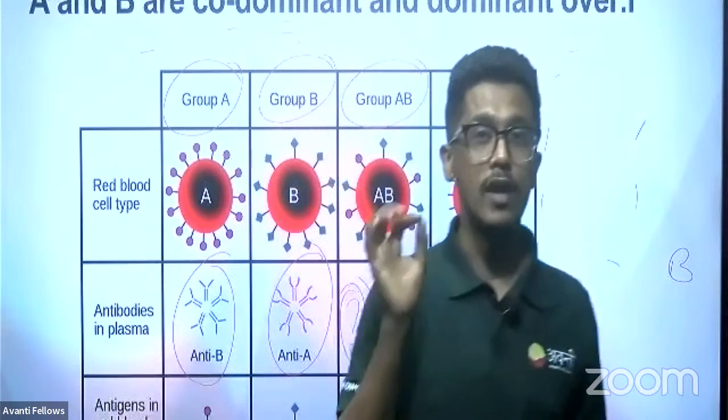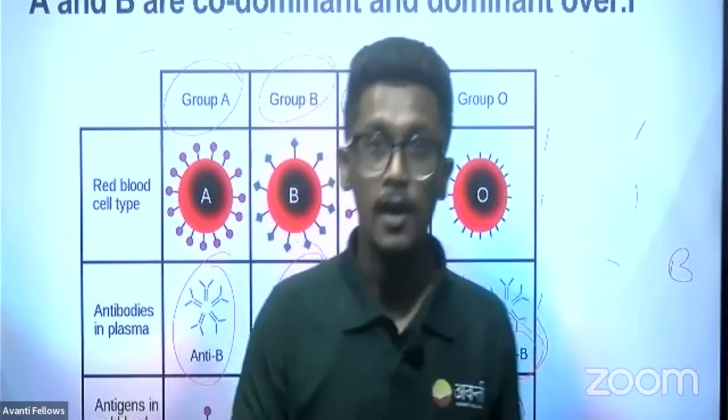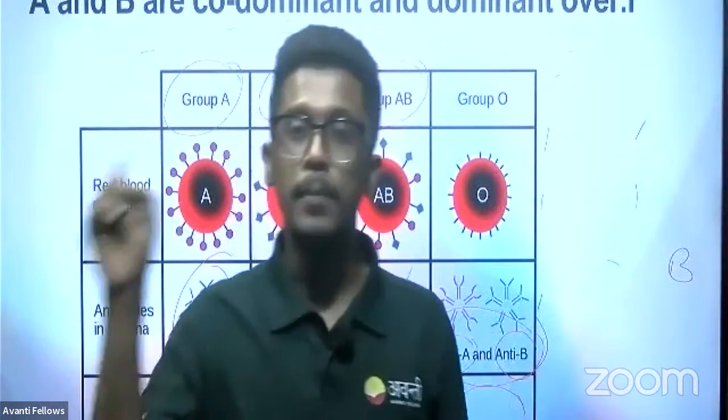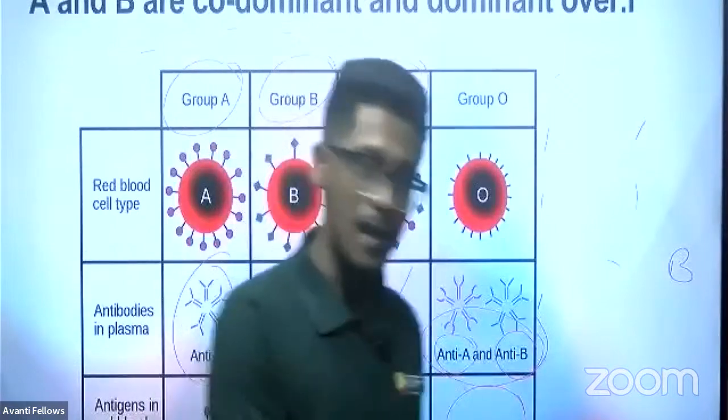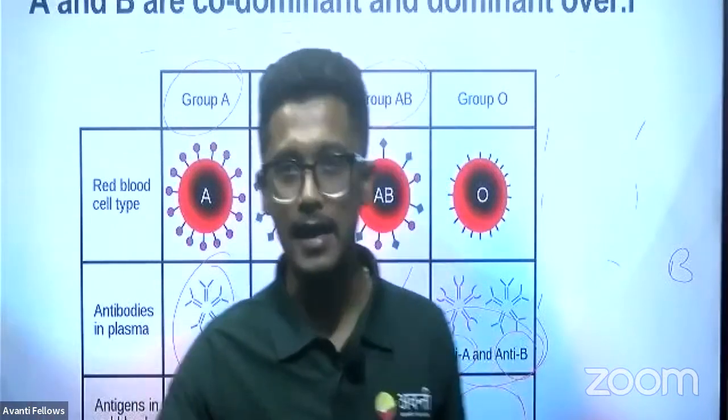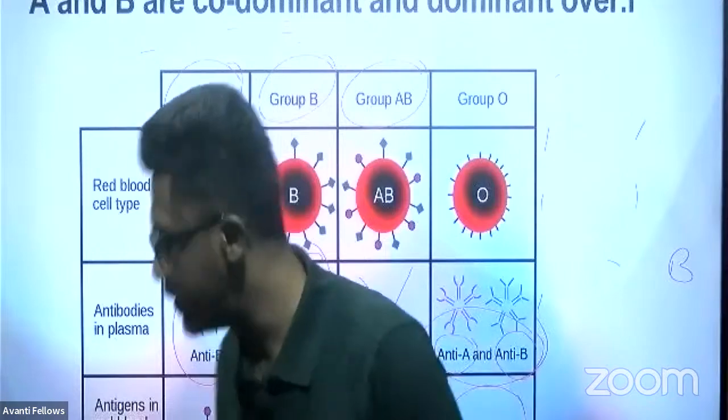Whereas when they ask about antibody, it's the opposite. A blood group, anti-B. B blood group, anti-A. AB blood group, no antibodies. Whereas O blood group has both anti-A and anti-B antibodies. I hope this is clear.